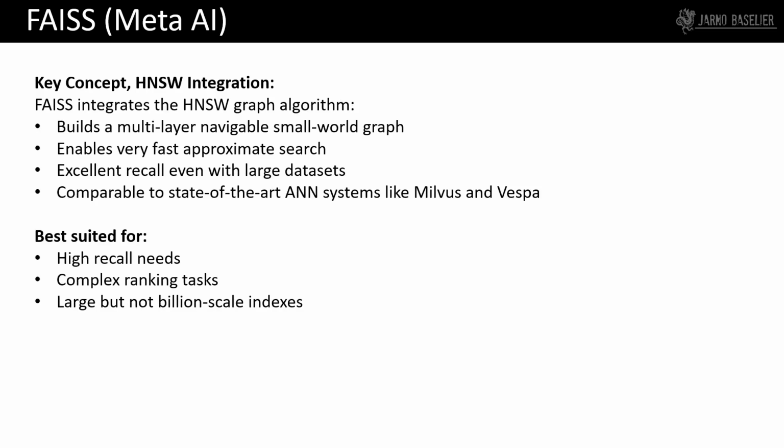HNSW. The key concept of HNSW integration: FAISS integrates the HNSW graph algorithm, and this builds a multi-layer navigable small world graph. It enables very fast approximate search, it has excellent recall even with large datasets, and it's comparable to state-of-the-art ANN systems like Milvus and Vespa.